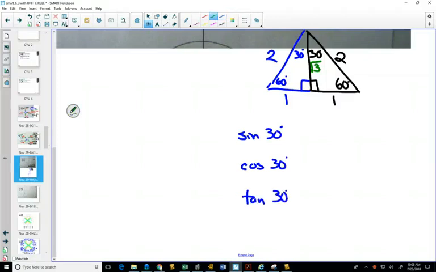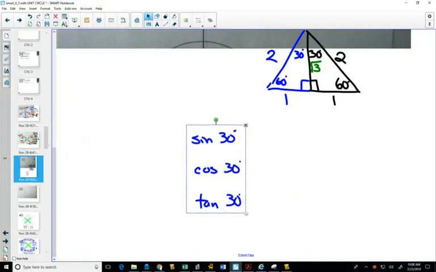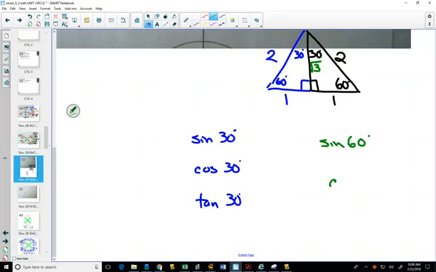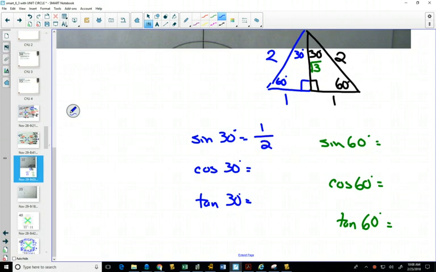And we can also figure out sine, cos, and tan of 60 degrees. Well, how do we do sine? Well, it's opposite over hypotenuse. When we look at 30 degrees, the opposite side is 1. Hypotenuse is 2. So sine of 30 degrees is a half.